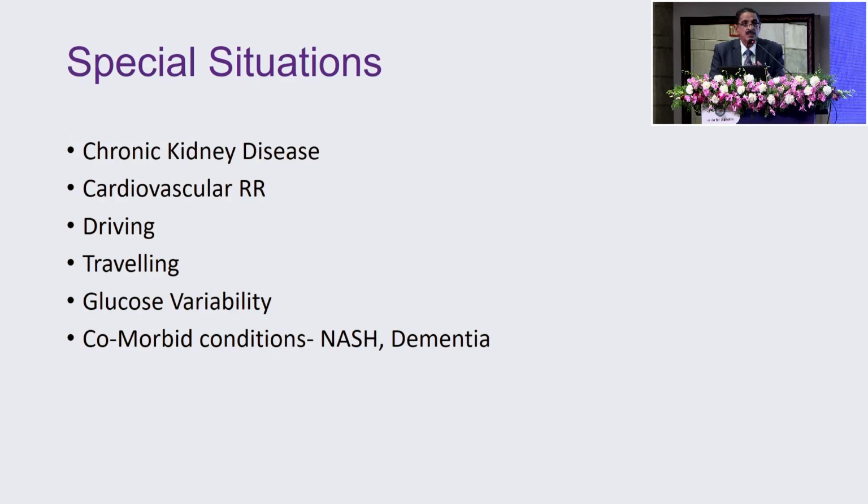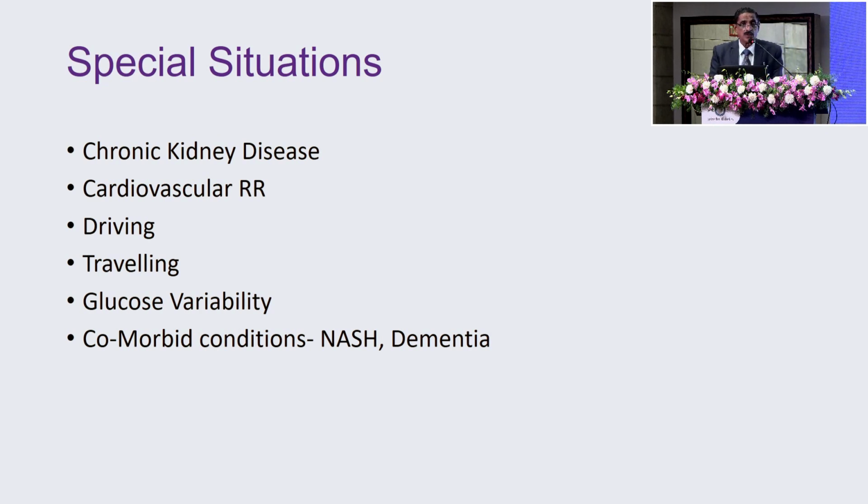The special situations with chronic renal failure or chronic kidney disease or diabetic kidney disease, whatever you call it, you have the permission to use it till ESRD. Cardiovascular risk reduction is obvious. That is why a big column is there. Whenever you have ASCVD or CKD, you could use this particular drug.